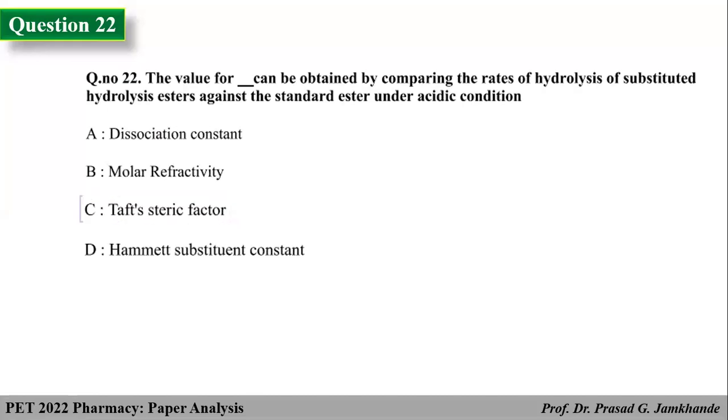represents, or how it is determined, it is simply by dividing individual concentration of dissociated ion by concentration of the solution. Whereas in case of the molar refractivity, it is calculated from refractive index using the Lorentz-Lorenz constant. Whereas the Hammett substituent constant gives the degree of electron withdrawing and donating nature. That means hydrolysis of substituted hydrolysis ester against the standard ester under acidic condition. This particular rate is given by the Taft's steric factor.